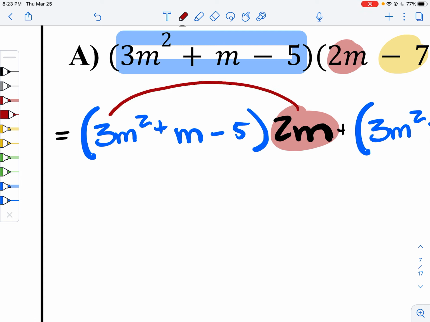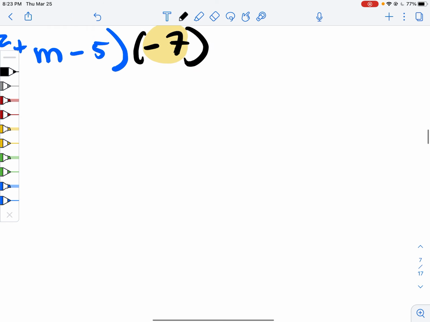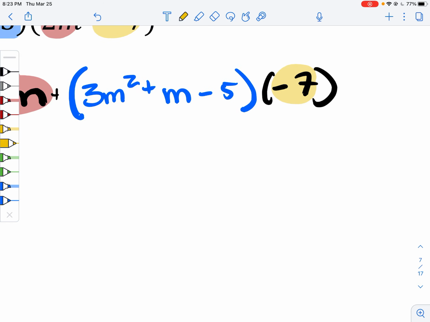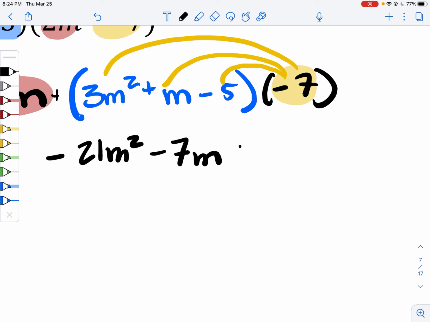2m times 3m squared is 6m cubed. 2m times m is 2m squared. And 2m times negative 5 is negative 10m. Cool. And then negative 7 times 3m squared is negative 21m squared. Negative 7 times m is, wait for it, negative 7m. You didn't even have to wait for it. And then negative 5 times negative 7 is a positive, just kidding, a positive 35.